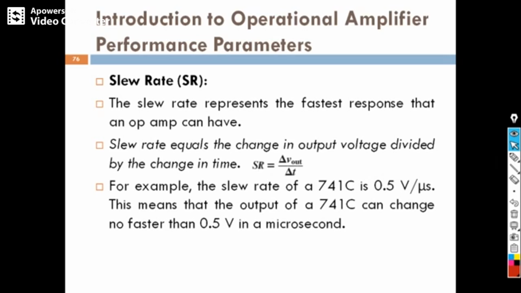Another way of explaining slew rate is something like this. This is the time axis, and this is our input Vi. Initially we take our input as 0.